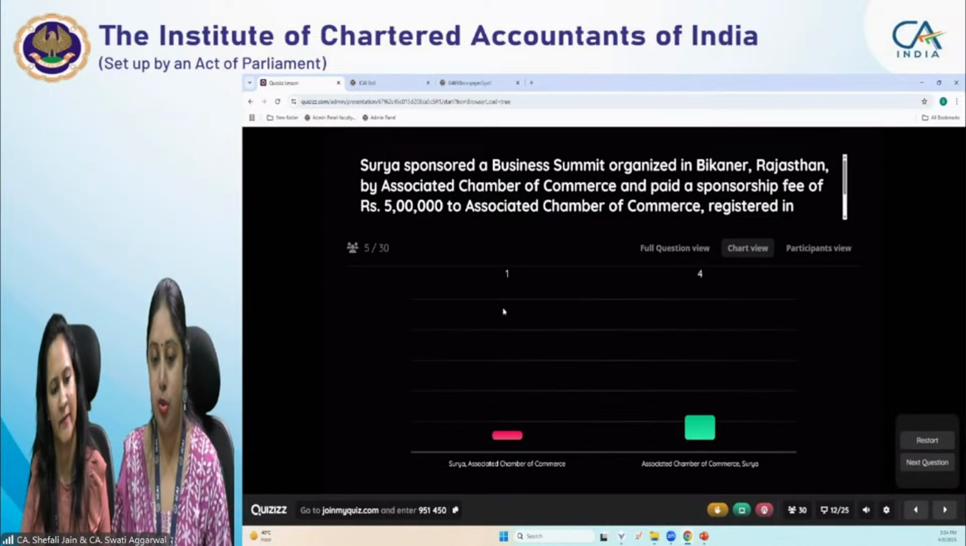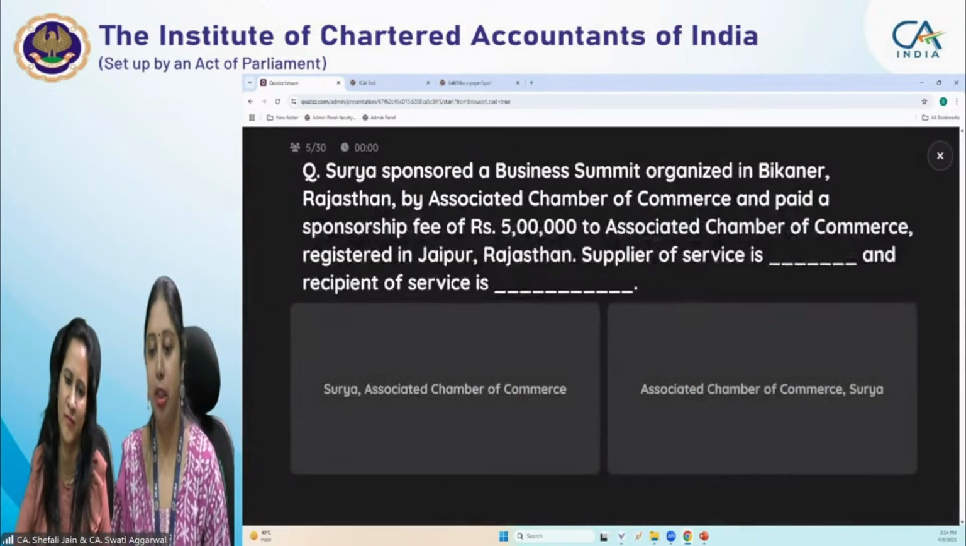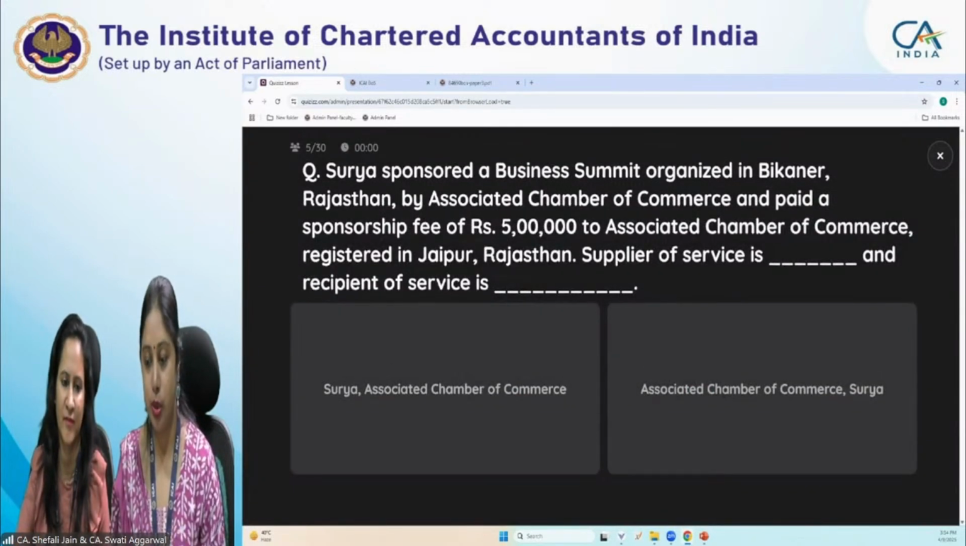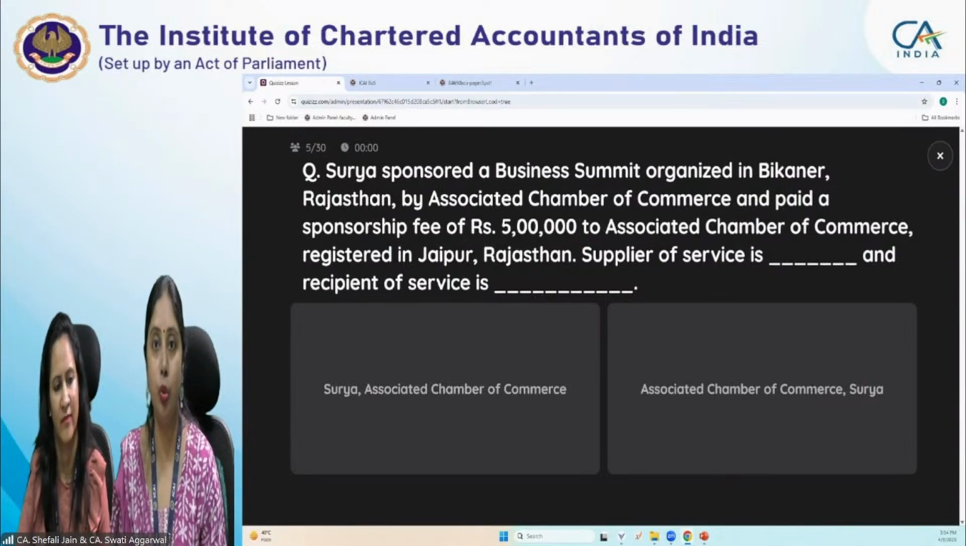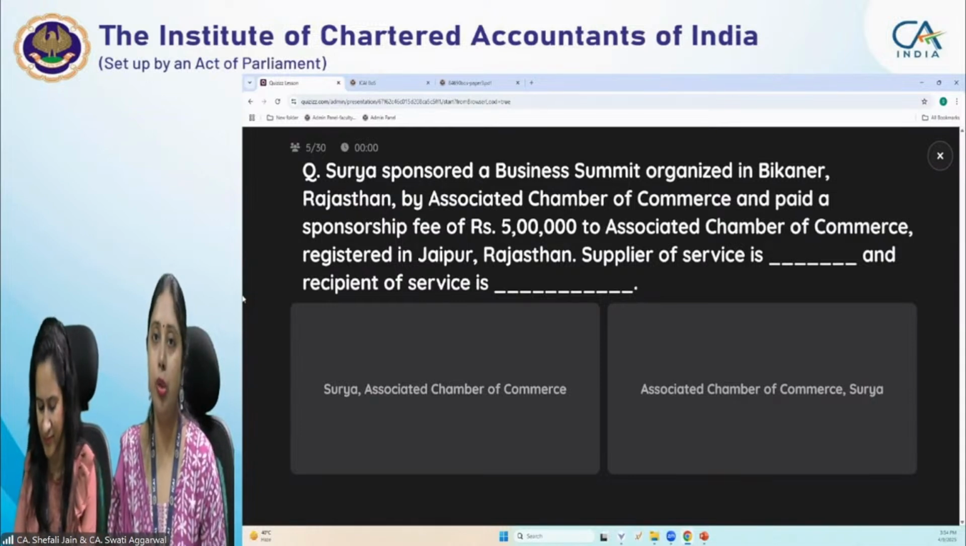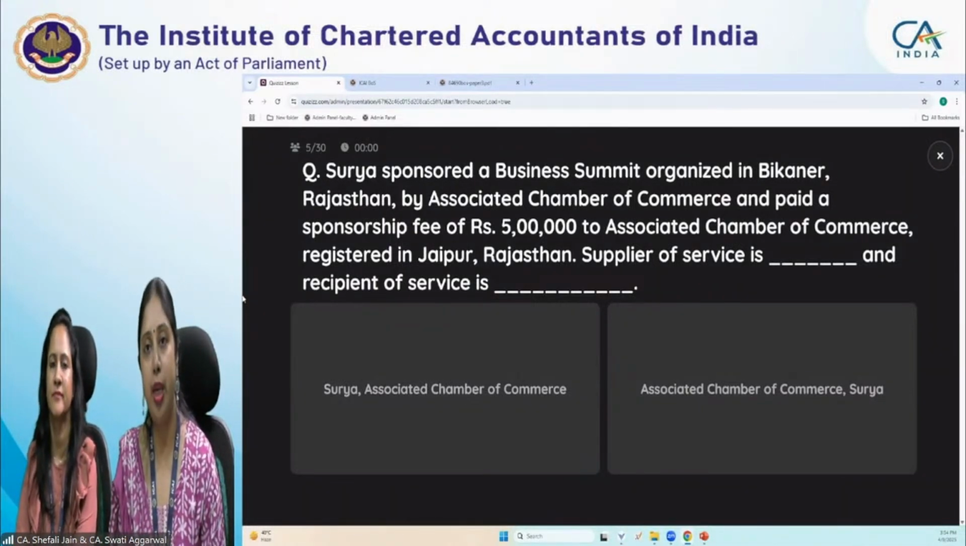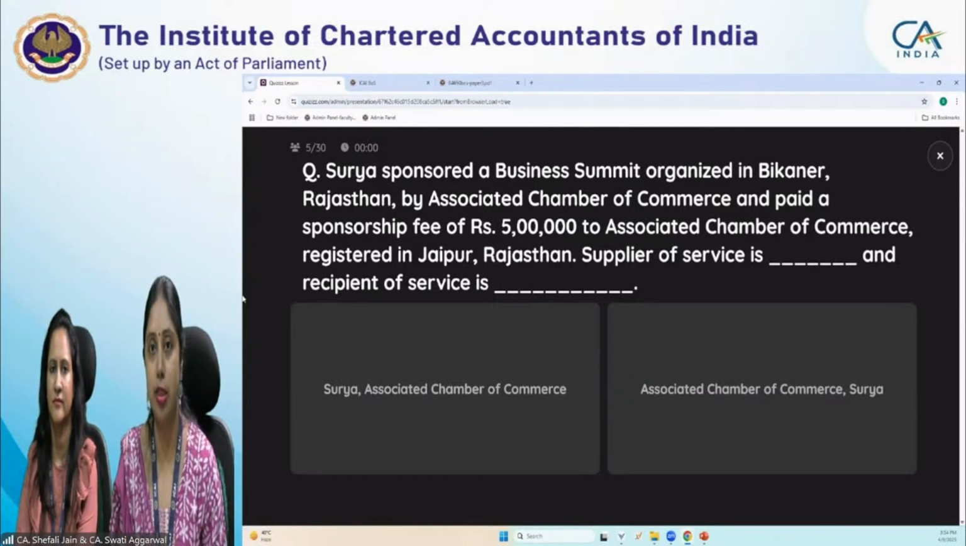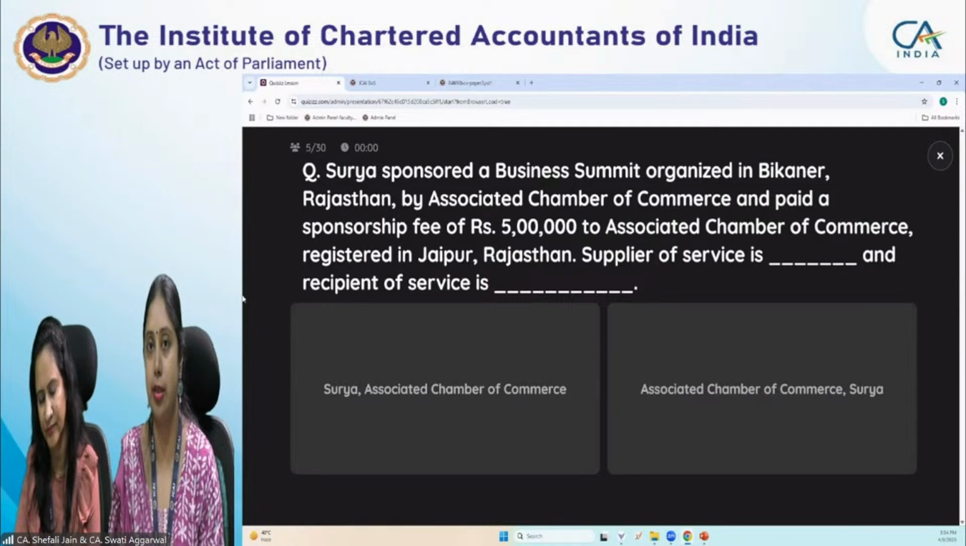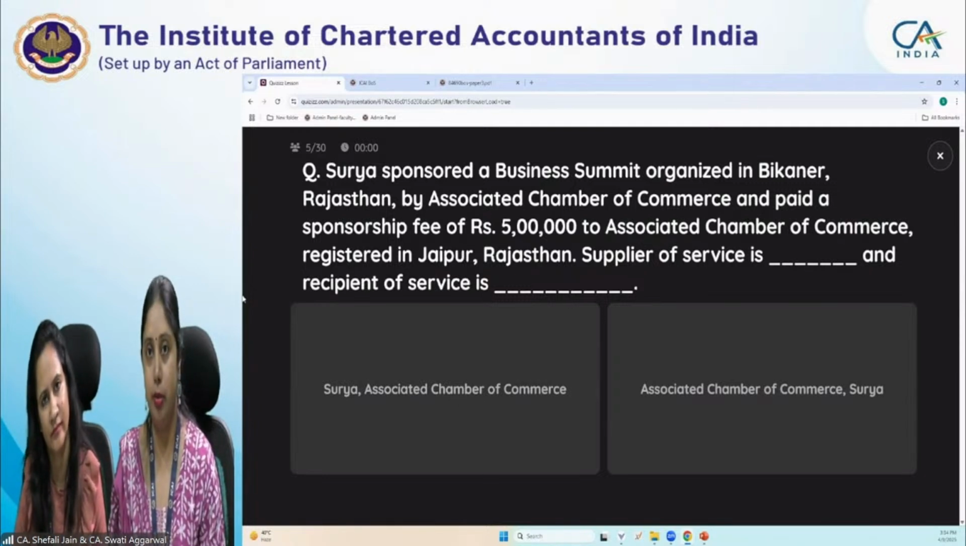One student has marked Surya to be supplier and Associated Chamber of Commerce to be the recipient, but the supplier of service is Associated Chamber of Commerce as per our question, and Surya is the recipient. Why? Because Surya has paid the consideration. The simple rule to determine who is supplier and who is recipient is who is paying the consideration. One who is paying the consideration will be recipient because he is paying for the services or goods supplied to him or received by him.